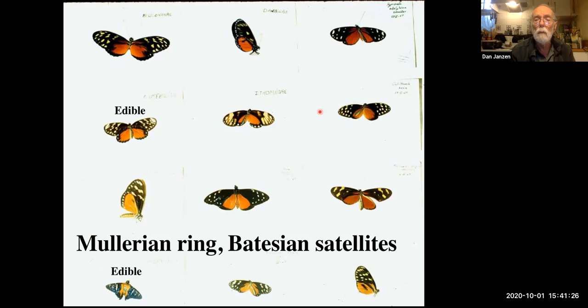Okay. These butterflies, and that's a moth right there, are from all over the map taxonomically, but they've all converged on the same color pattern in the same place. And remember this color pattern: orange, black, white spots.